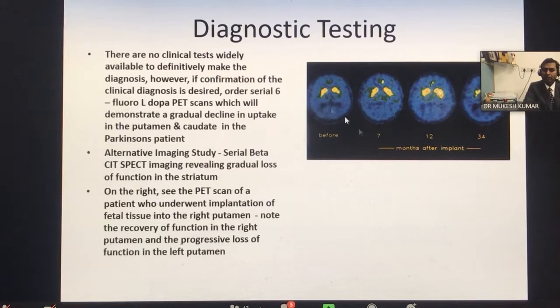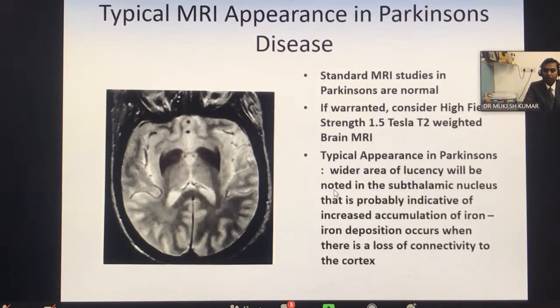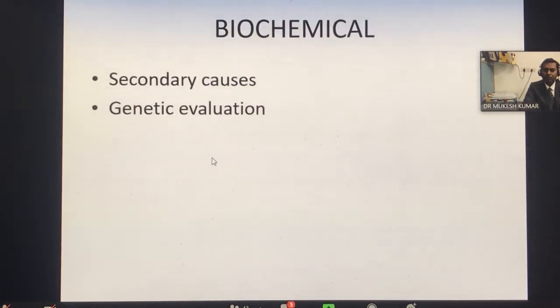basal ganglia, which improves after the implant. Typical MRI features are atrophy of the basal ganglia, and there is some heavy metal deposition in the subthalamic nucleus as well as the basal ganglia. Next, we have to exclude a secondary cause by using a biochemical test or genetic evaluation.